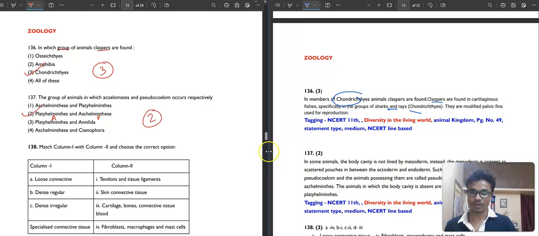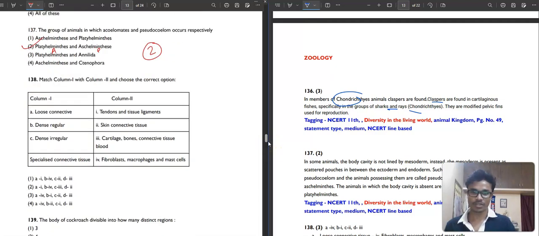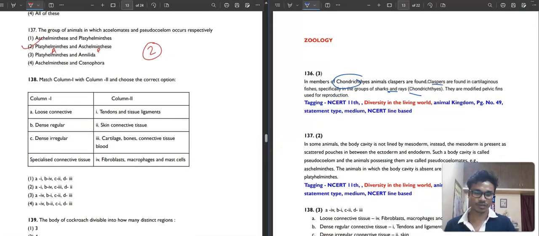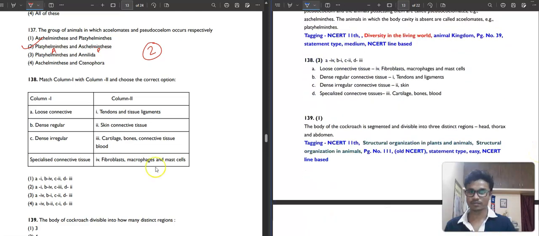Then we have to match the following. So 138. It is saying loose connective tissue. What are loose connective tissues? Loose connective tissues are fibroblast, macrophage and mast cell. What is dense regular tissue? Dense regular tissues are tendons and ligaments. What is dense irregular connective tissue? Those are skin connective tissue basically. And then specialized connective tissue, that is obviously your cartilage, bone, blood, etc. So our correct answer will be option number 3.